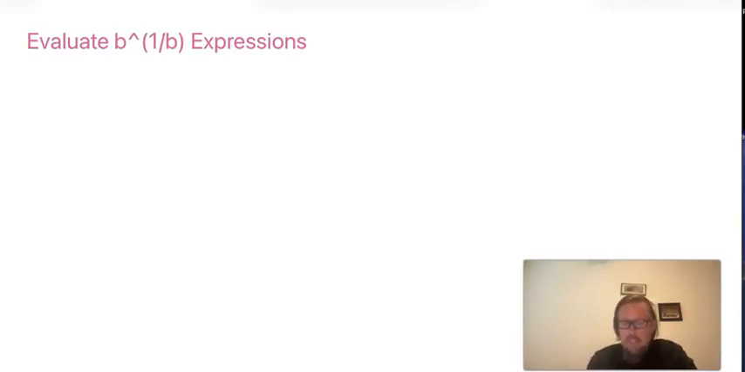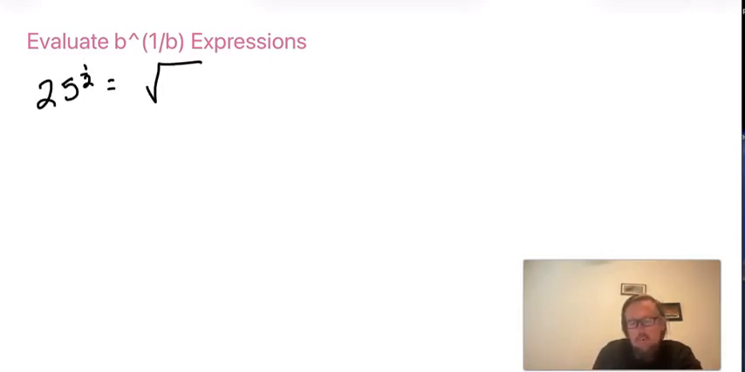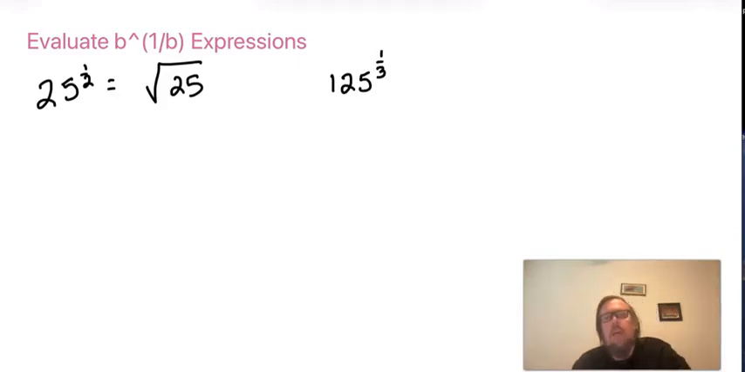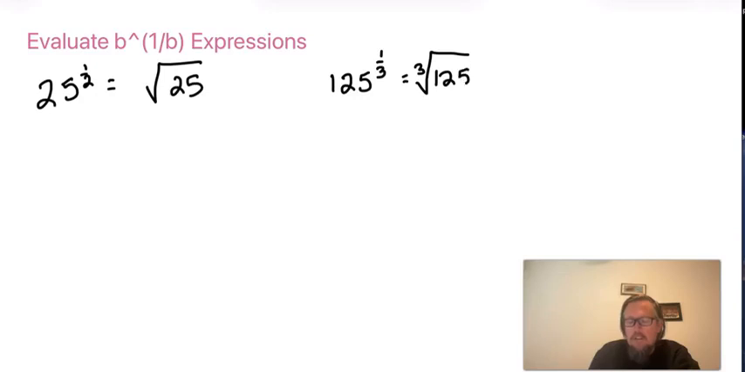We have previously learned that when you have something raised to the 1/2 power, that is the same thing as a square root. For example, 25 to the 1/2 power is the same thing as the square root of 25. So it probably won't come as a surprise to you that the same thing can be done when you have a fraction that's not 1/2. For example, if I had, let's say, 125 to the 1/3 power, well, it doesn't really take a genius to figure out that that is going to be the same thing as a cubed root of 125.